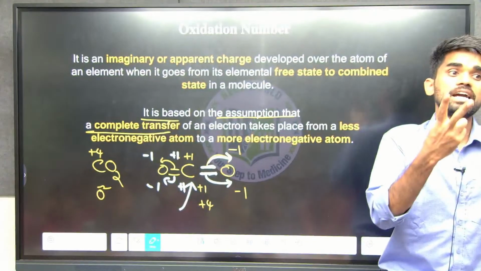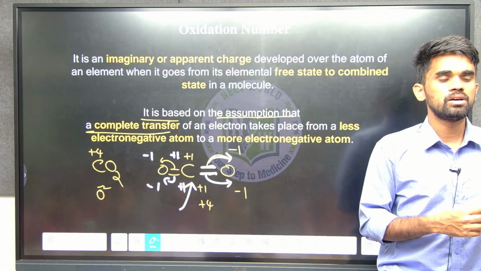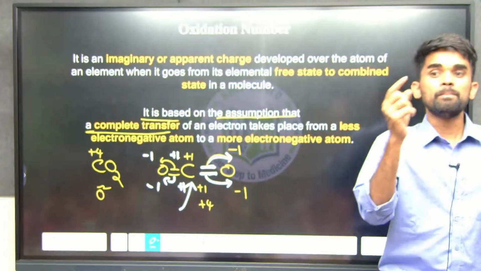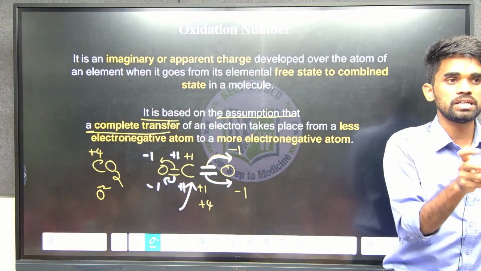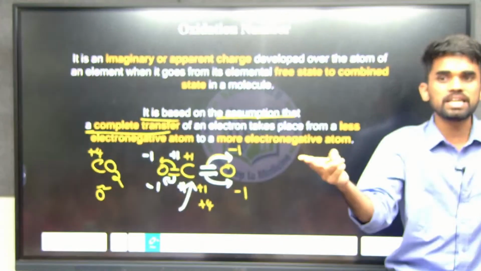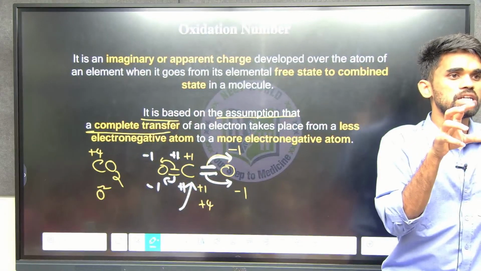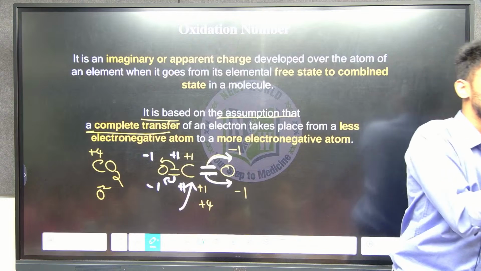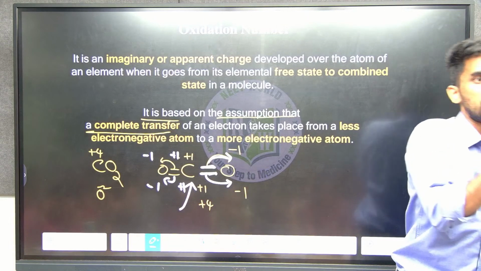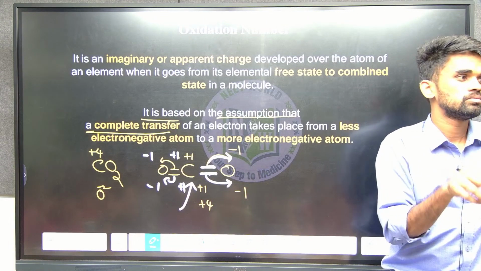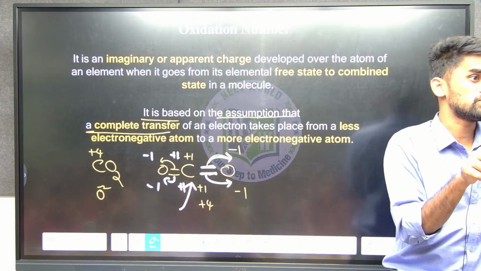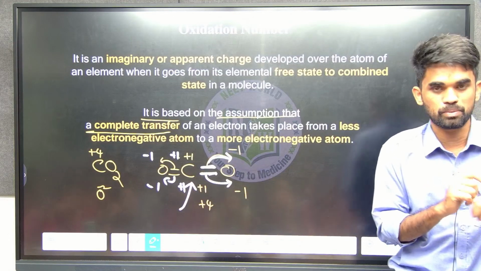Who is the second most electronegative in the periodic table? Always give -2 charge to oxygen if it is attached to an element other than fluorine. Between fluorine and oxygen, who is more electronegative? Fluorine. So fluorine should get -1, and oxygen should get +1, because fluorine is more electronegative. Now I will give an example, no issues.